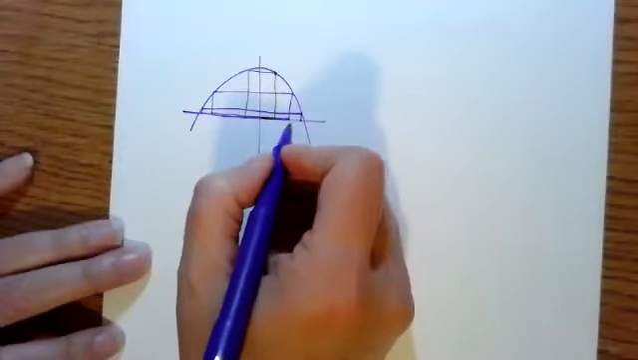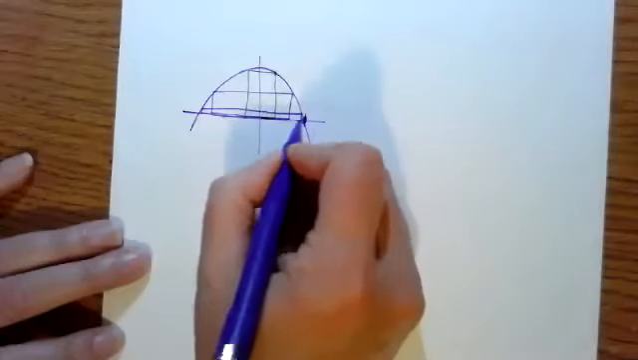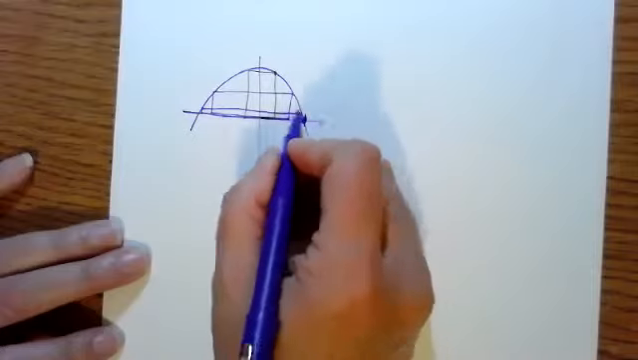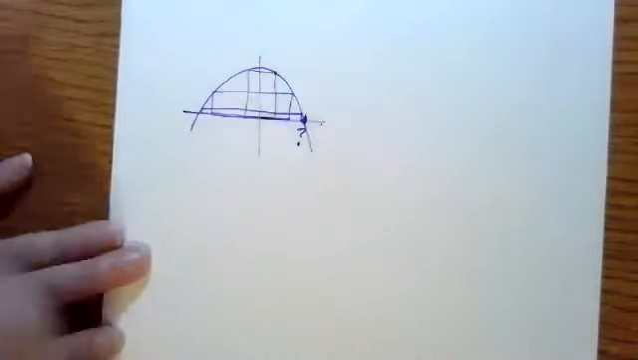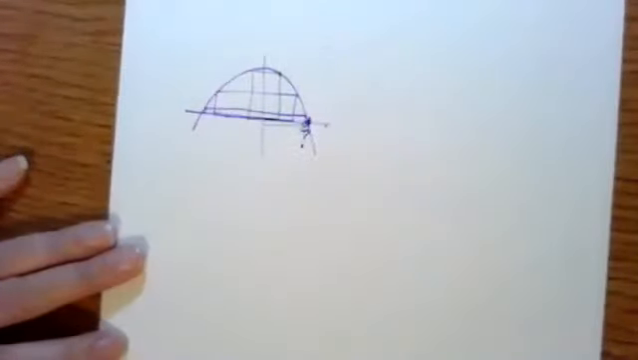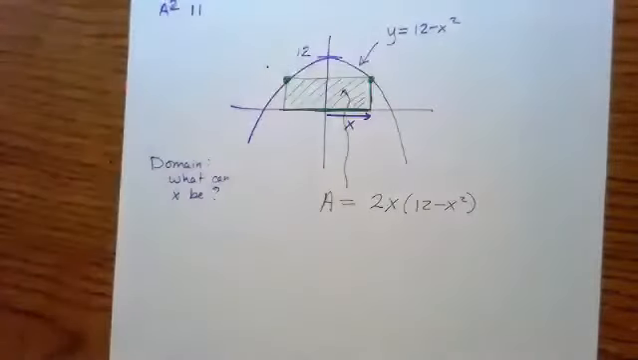Mm-hmm. But we're restrained by how far we go with this parabola, because if we go beyond that intercept right there, then we're not inside the parabola anymore. So really your domain question is, what's this value right here? That's the farthest out you could go. Okay. Do you have an idea of how to get that? No.